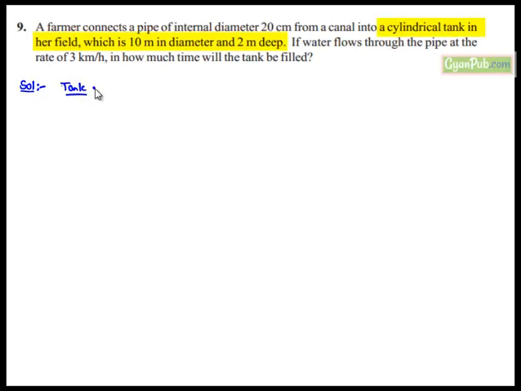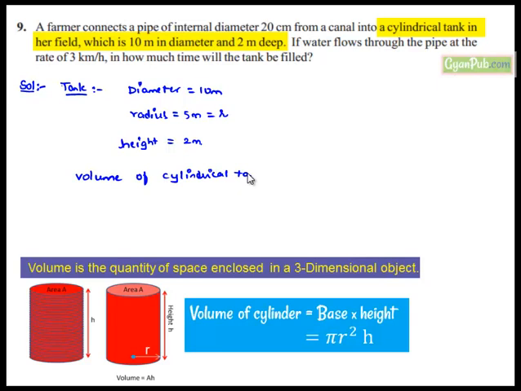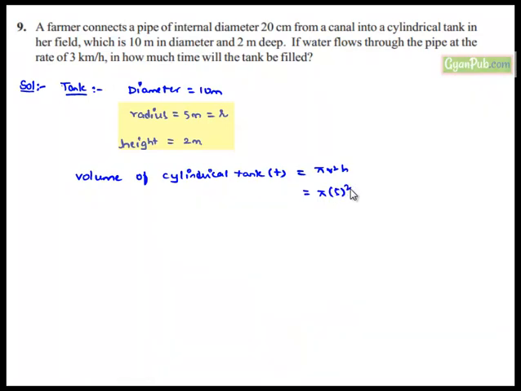For the tank, the diameter is equal to 10 meters, which implies the radius is half the diameter, that is half times 10, which is 5 meters. Let it be r. And the height or depth of the cylindrical tank is given as 2 meters. So the volume of the cylindrical tank filled in certain time t is equal to pi r square h, that is pi, and r square is 5 square, into h is 2. 5 square times 2 is 25 times 2, that is 50 pi meter cube.